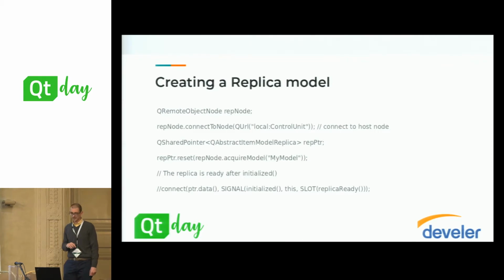On the replica side, the code is more or less the same, except we need to use acquireModel instead of acquireDynamic. That's it. Really.